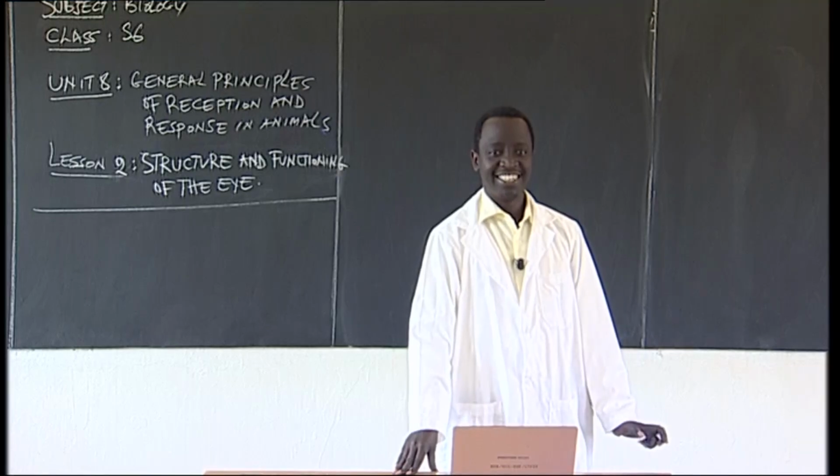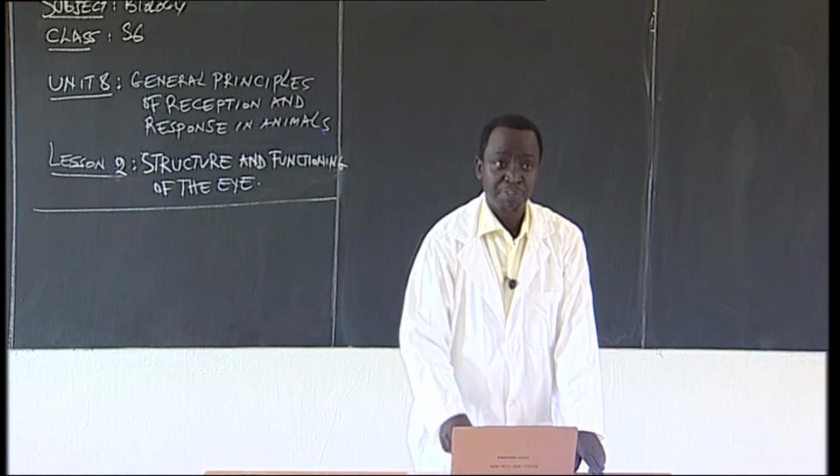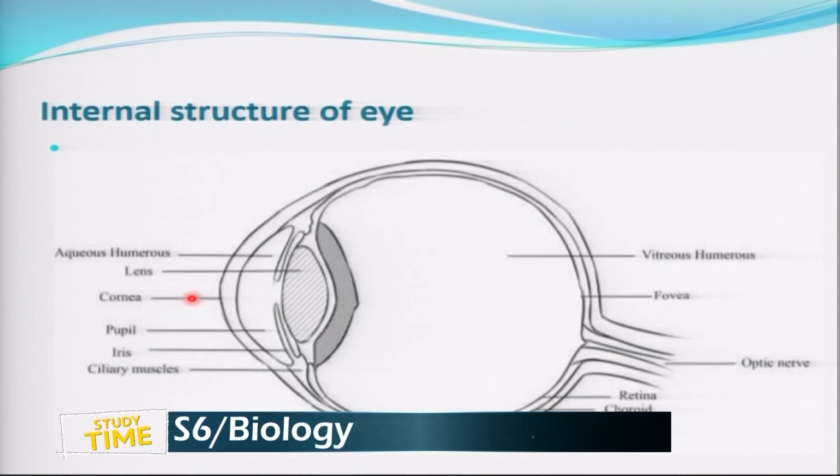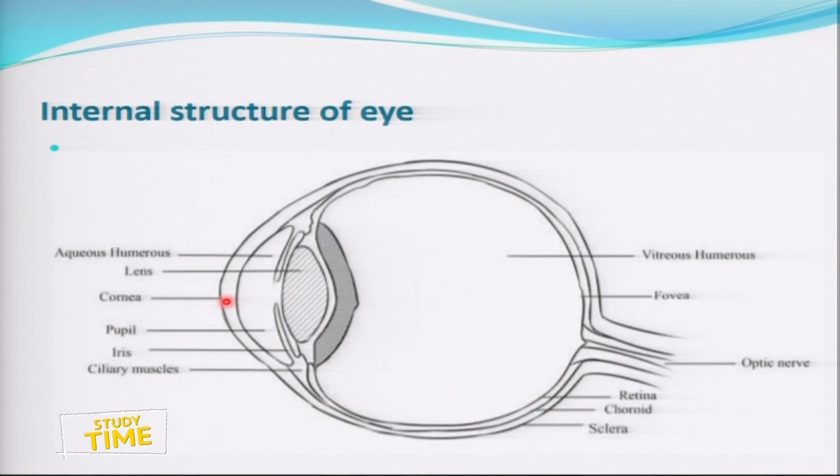Is it clear? Nice. You can see even the internal structure of the eye. Are you together? You can look on the screen. So let's start here. This part here is called cornea. And then the eye has three main layers. We have this external layer, which is called sclera. We have the middle layer, which is called choroid. Then you have the inner one, which is called retina.